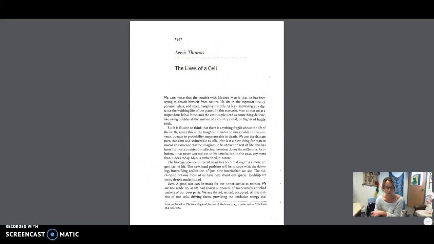I can see the text here, but the next place that my eye wanders to is: first published in the New England Journal of Medicine in 1971, collected in The Lives of a Cell, 1974. I'm looking at this footnote. I really like footnotes because they offer advice. They offer history, background information that's not in the actual text, and so I find them fascinating. So let me just jump into the reading.